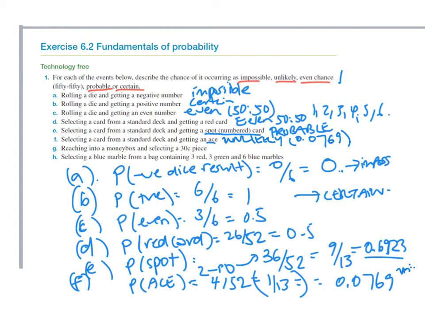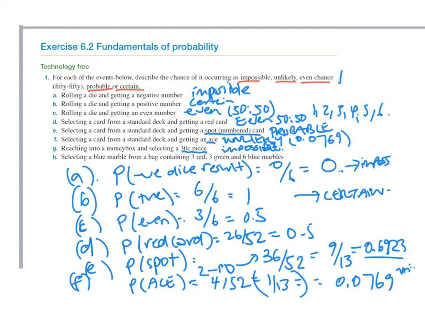Okay, next one, reaching into a money box and selecting a 30-cent piece. I don't think we have 30-cent pieces. So just by virtue of the definition and thinking about it, I think that would be impossible. I don't think there's probably too many currencies that have 30s because a 20 or 10 is more versatile, and so most currencies would work like ours where 30-cent pieces don't exist.